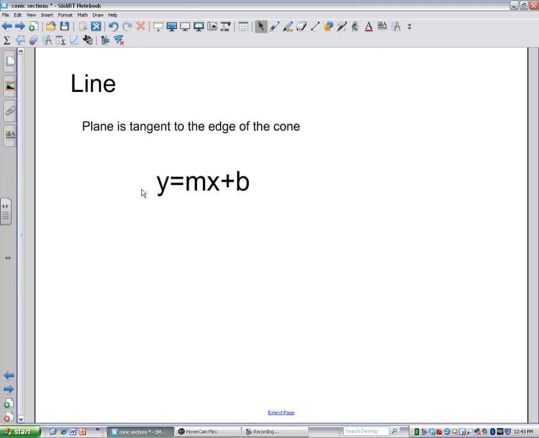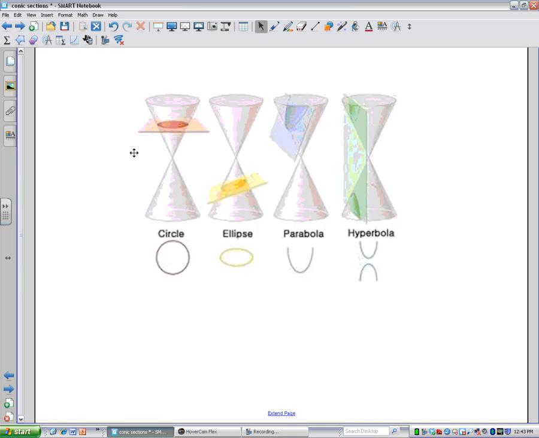Conic sections. The other conic section that we'll worry about is a line, and a line basically is what happens if the plane is tangent to the edge of the cone, so that the plane that we're intersecting just touches the cone. Then we get the intersection as a line, y equals mx plus b. We know about it. Not going to dwell on it.